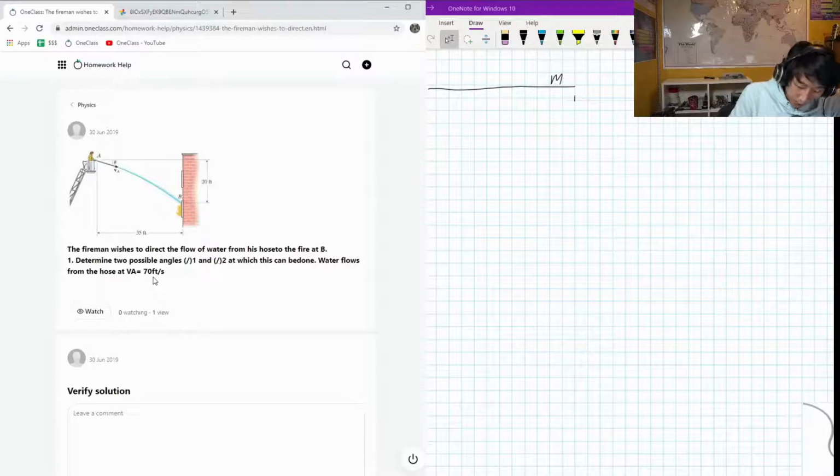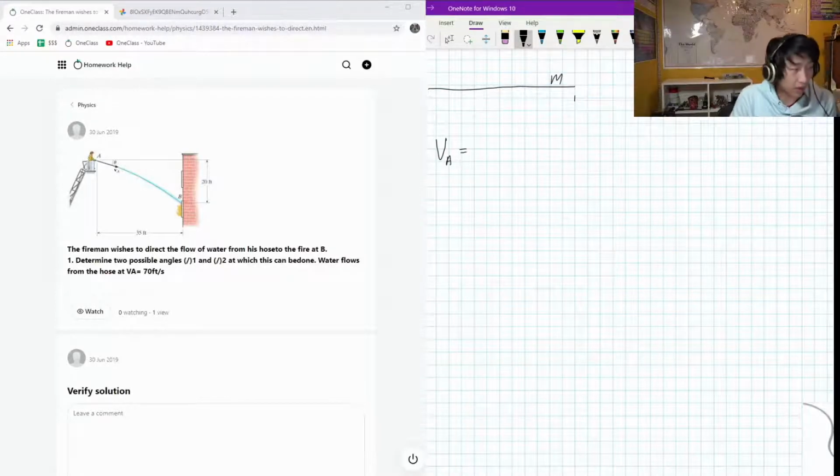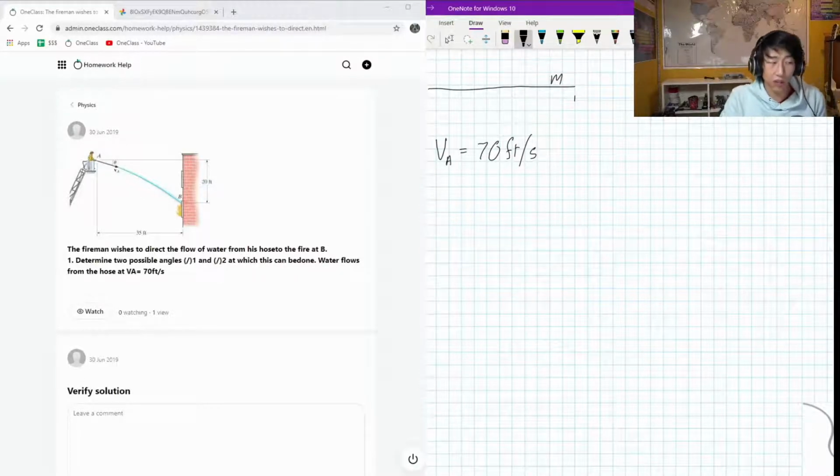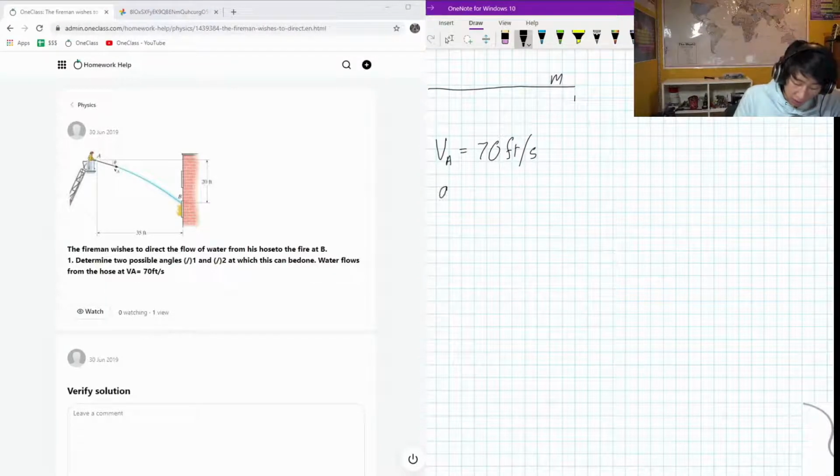Okay, cool. So let's just write that out. They use VA, so we'll use VA. I would use VW for water, but we have to stay with the question and what they gave us, and that is 70 feet per second. Another thing that we want to keep in mind is the acceleration due to gravity. Gravity is what's causing this water not to just go in a perfectly straight line. Since this is in feet per second, we need gravity in feet per second squared, which is 32.2 feet per second squared.